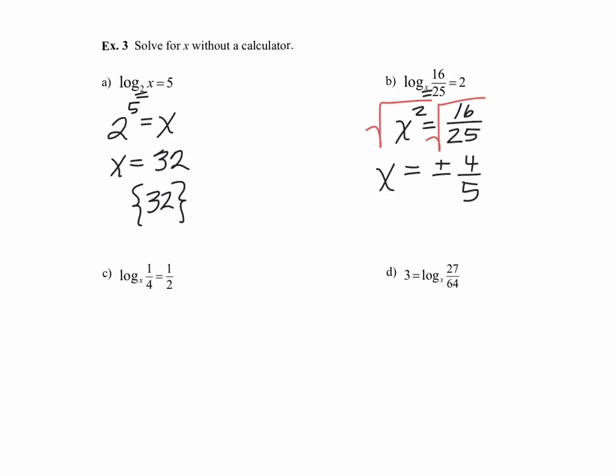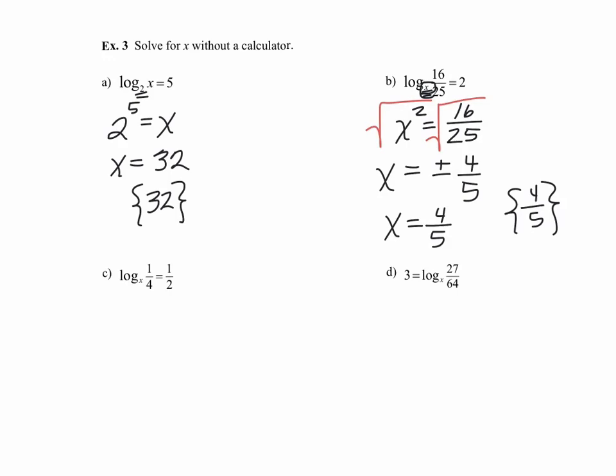4/5. However, we have to remember that the base, since x is the base in this case, the base of a logarithm can't be negative. So we are going to disregard the negative value and just keep the positive. So x will be equal to 4/5.